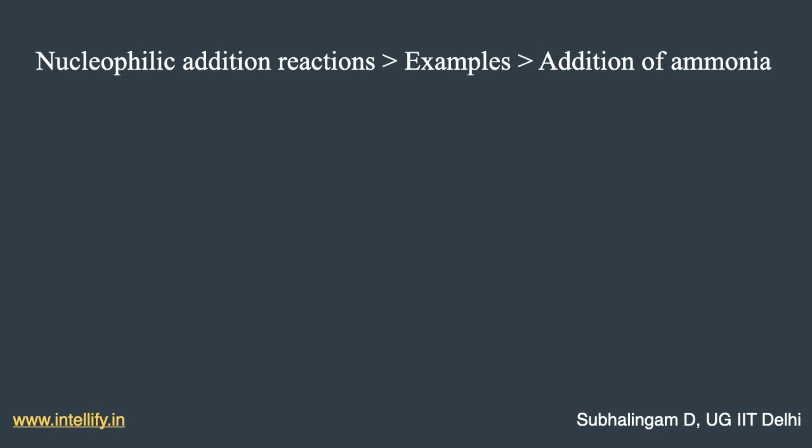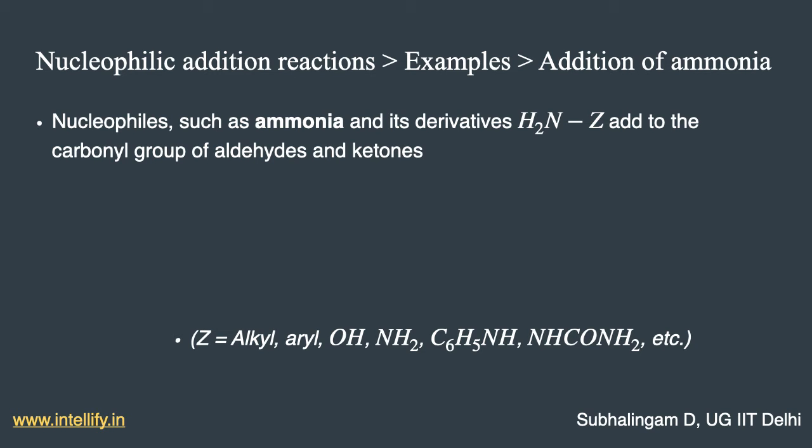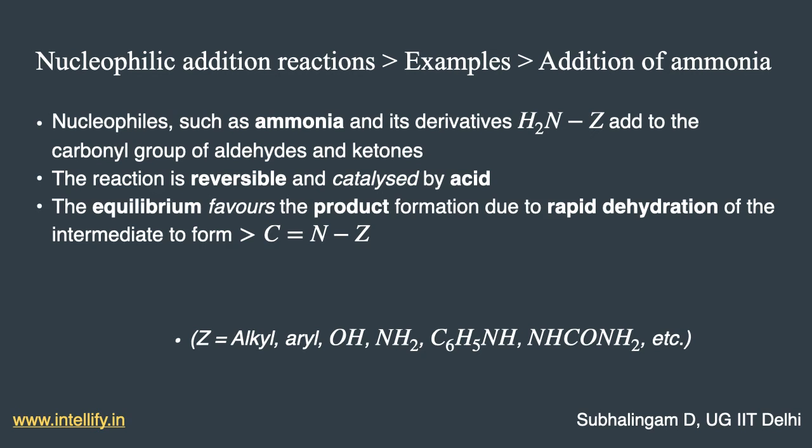Finally, addition of ammonia. Nucleophiles such as ammonia and its derivatives add to the carbonyl group of aldehydes and ketones. By derivatives I mean H2NZ, where Z is an alkyl, aryl, OH or NH2 group, as given below. So these are called derivatives of ammonia. The reaction is reversible and catalyzed by acid. The equilibrium favors the product formation due to rapid dehydration of the intermediate to form C=NZ. That's an intermediate.